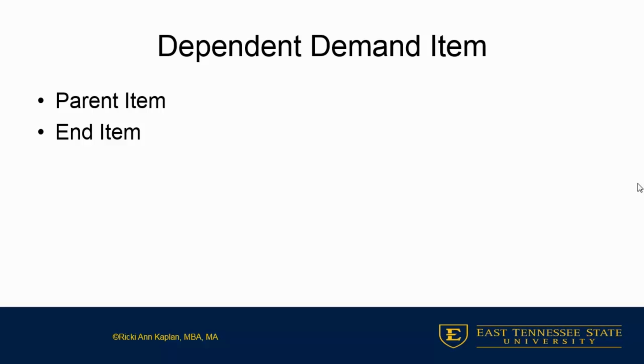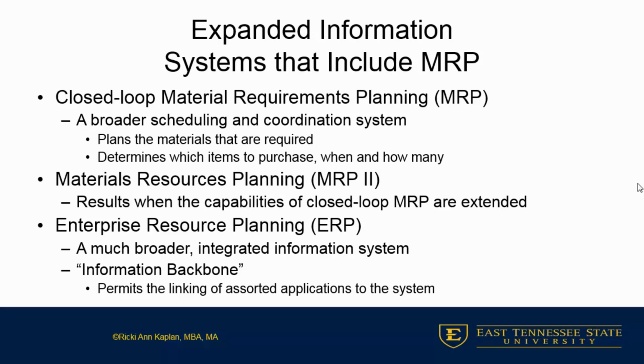We'll be taking a look at this again in just a minute. Just so that you know, a parent item is somebody else's finished goods, finished product, but it's our raw material. Some expanded information systems that include materials requirement planning is closed loop materials requirement planning. We're taking a look at broader scheduling and coordination systems. We want to plan for materials that are required. When do we need to get our materials? When do we need to have them? How much do we need to purchase? When do we need to purchase them? This is all to make sure that we can produce when we need to produce and how much we need to produce. So we're planning for having our raw materials where we need them, when we need them, to have a finished product made when we need to have that completed.